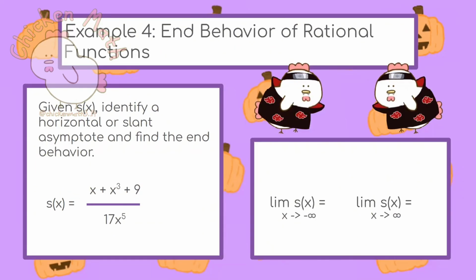All right, guys, so we're on to the fourth example, end behavior of rational functions. So here we're given s of x, and we are told to identify a horizontal or slant asymptote and find the end behavior. You guys can pause and do it real quick. So since the degree in the denominator is greater than the degree in the numerator, we know that there's a horizontal asymptote at 0. So as the input values decrease without bound, s of x approaches 0, and as the input values increase without bound, s of x also approaches 0.